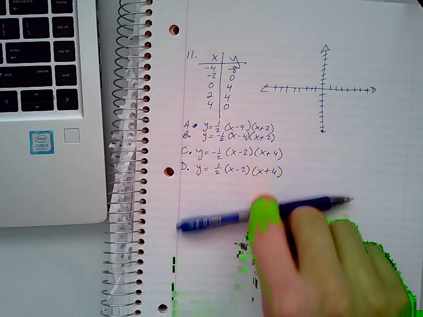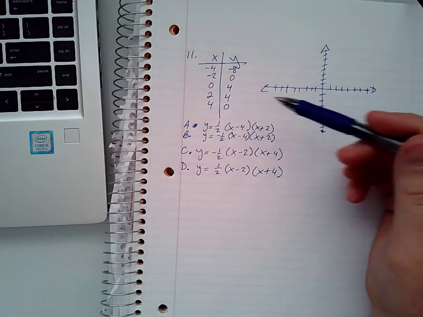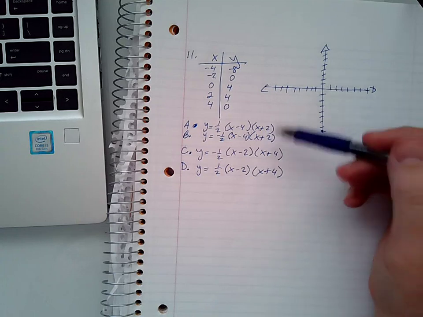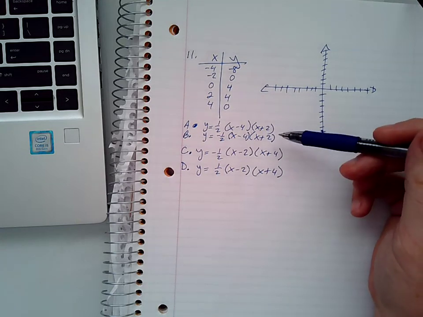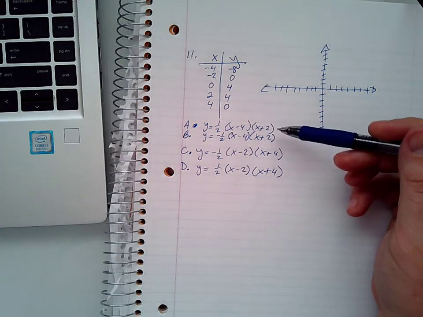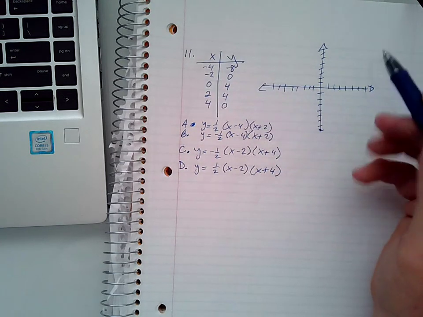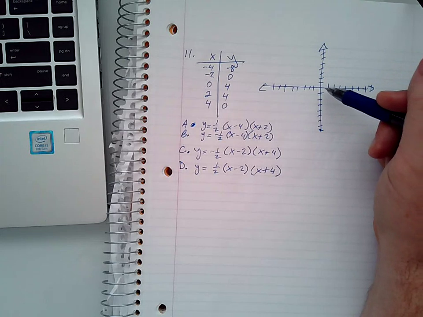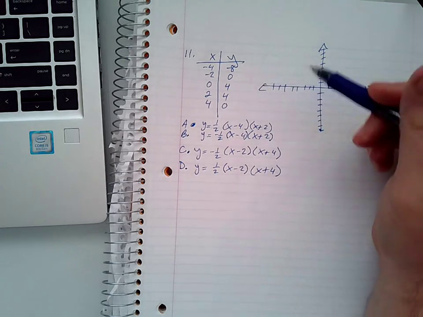All right, so number 11 is a little bit different of a problem. It gives you a table and a coordinate plane, and then it has a bunch of options as to what possible equation could match up with this table. So for starters, I would definitely graph whatever you've been given.